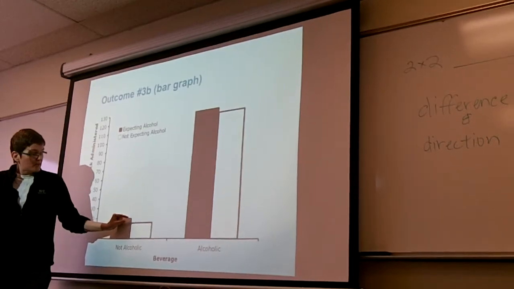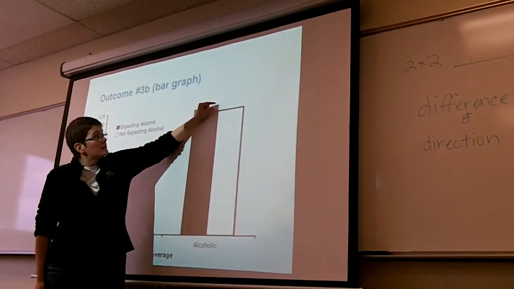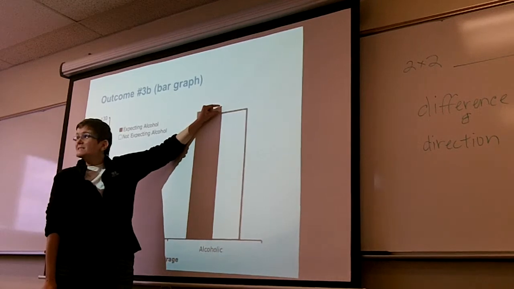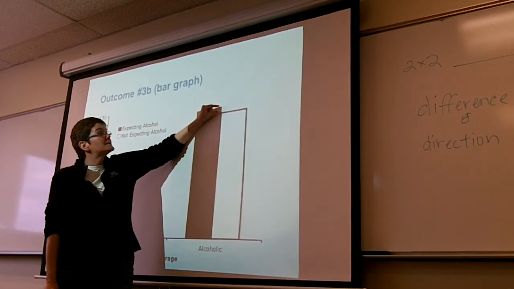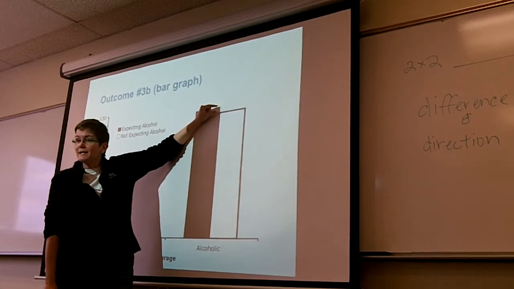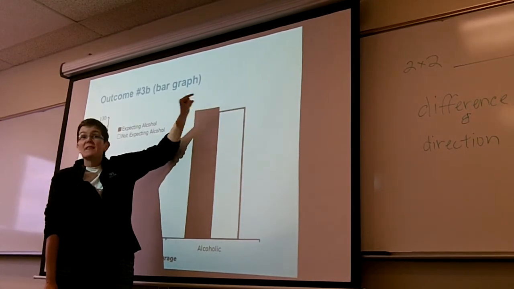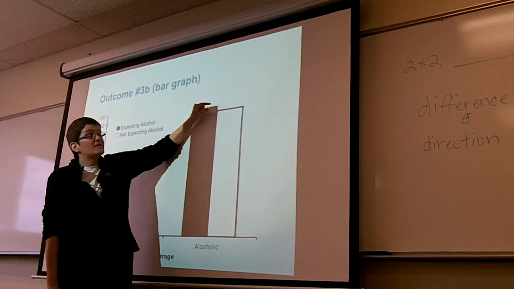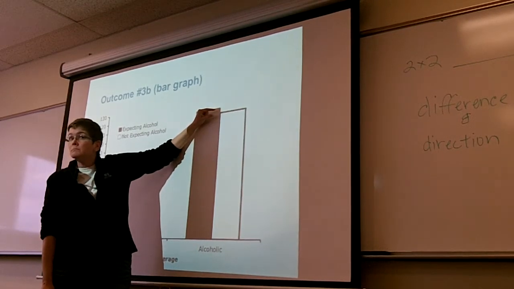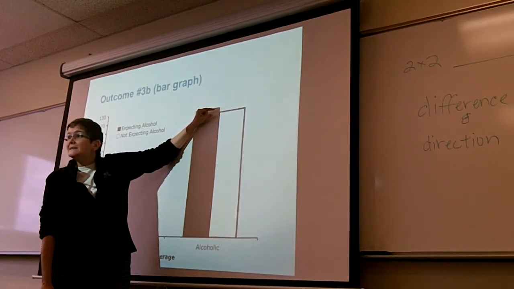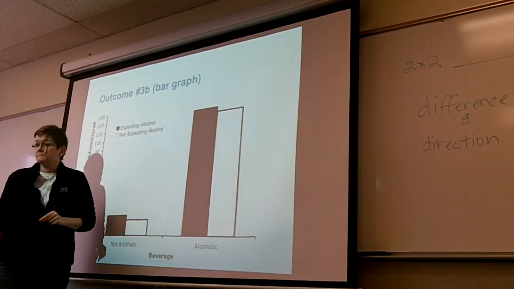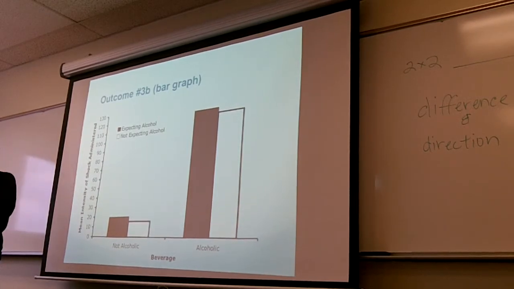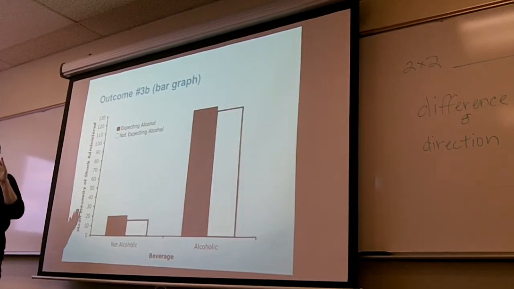Right? Now I'm going to come over here. Even though it's a lot higher, that doesn't matter. What's important here is that it's still black this much taller than white. Okay? It's still this much difference, and the direction is still the same. That tells me, since it's the same difference, same direction, that there's no interaction. Okay? If it's same difference, same direction, no interaction.